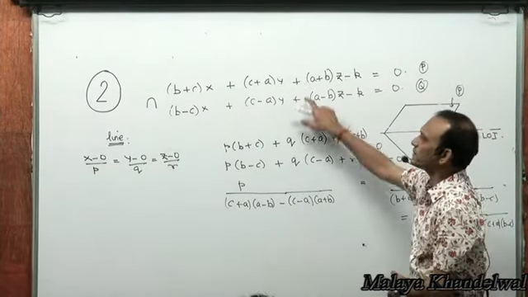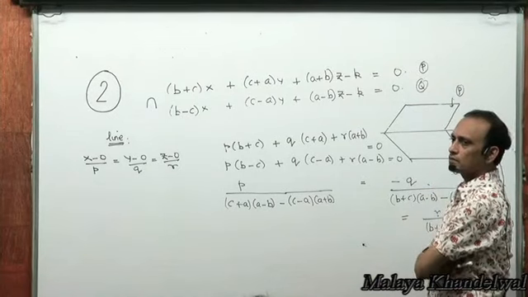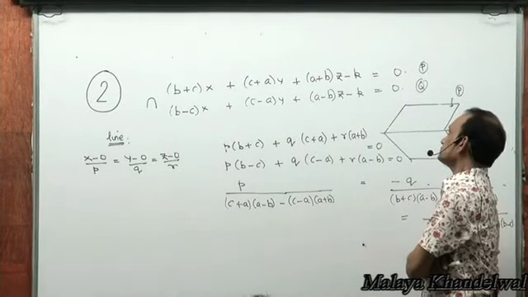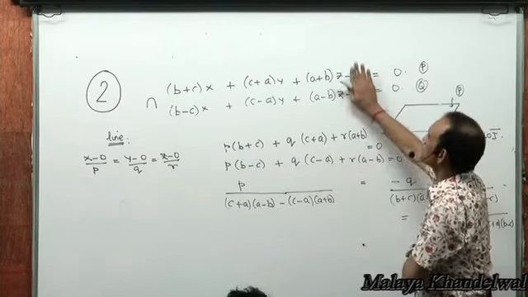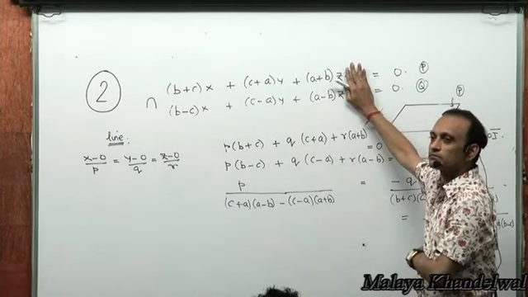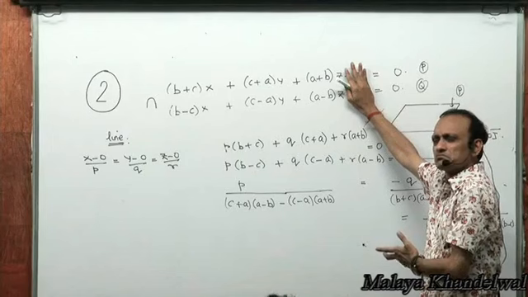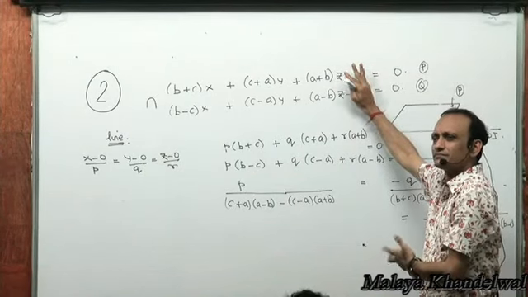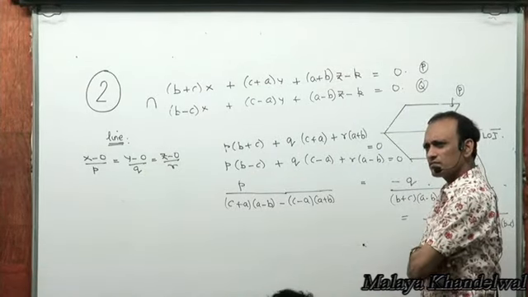Direct cross multiplication of this. Okay, so essentially you'll get the same thing. Which is all right. Which is the same thing.